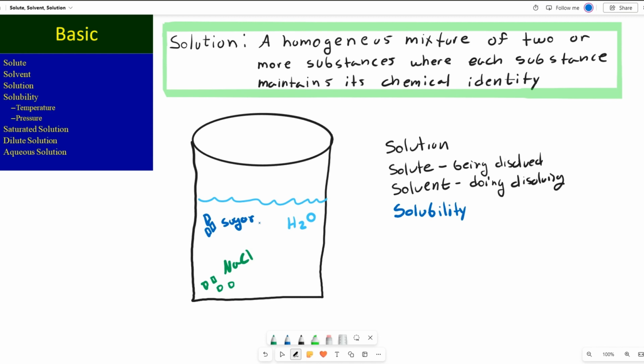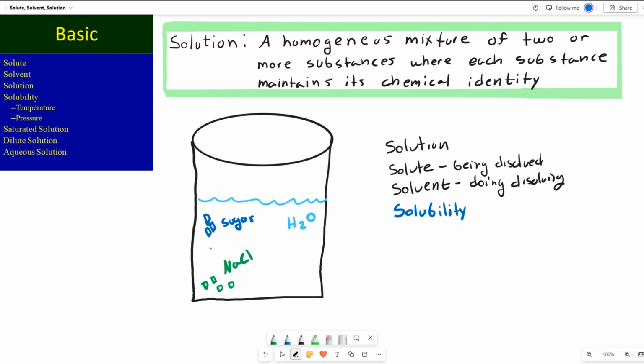And solubility is just the maximum amount of solute that you can get dissolved into the solvent under its given conditions. And the given conditions are the volume of the solvent that you have, and the temperature that you have, and the pressure that you have, because that will determine how much solute can get dissolved in.